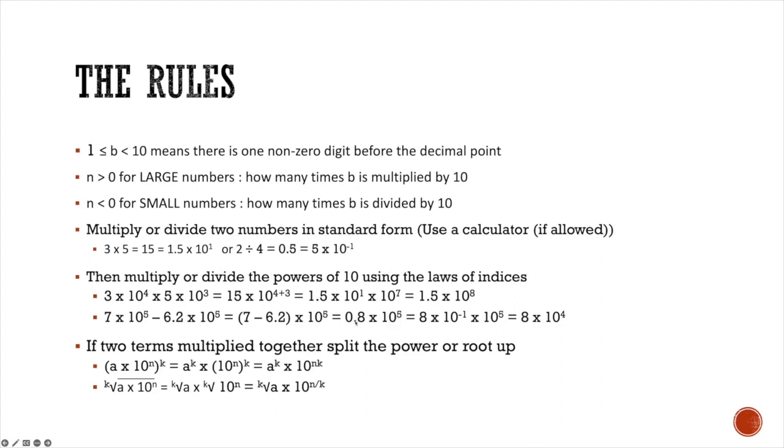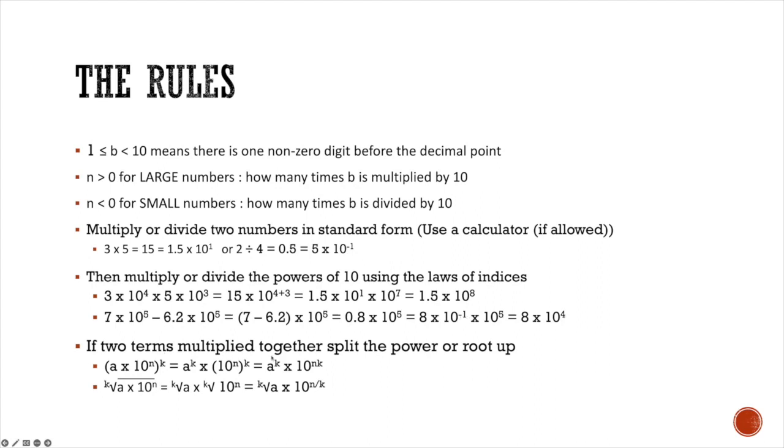But here the decimal is not in the place of non-zero value. So we have to take decimal here. This is going right side 1. So 10 to the power minus 1 multiply by 10 to the power 5. So base is same, then add together. Minus 1 plus 5 means 4.